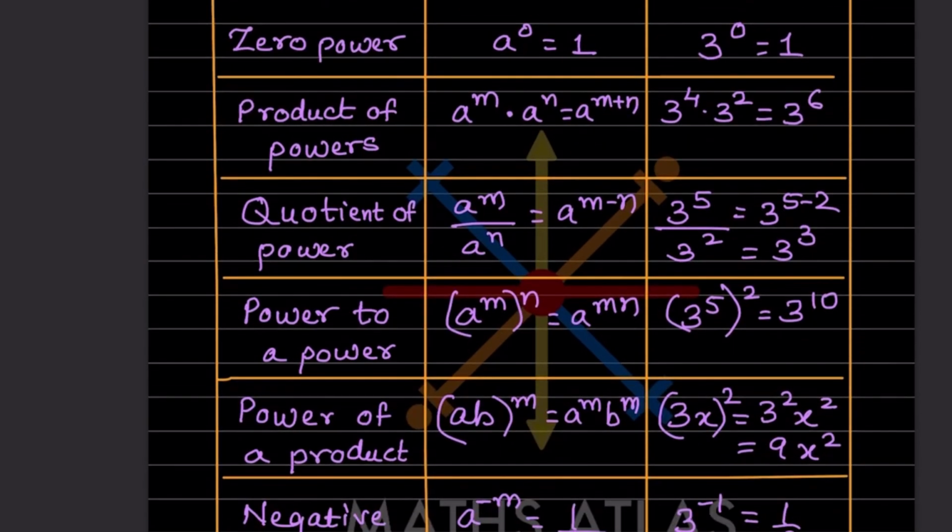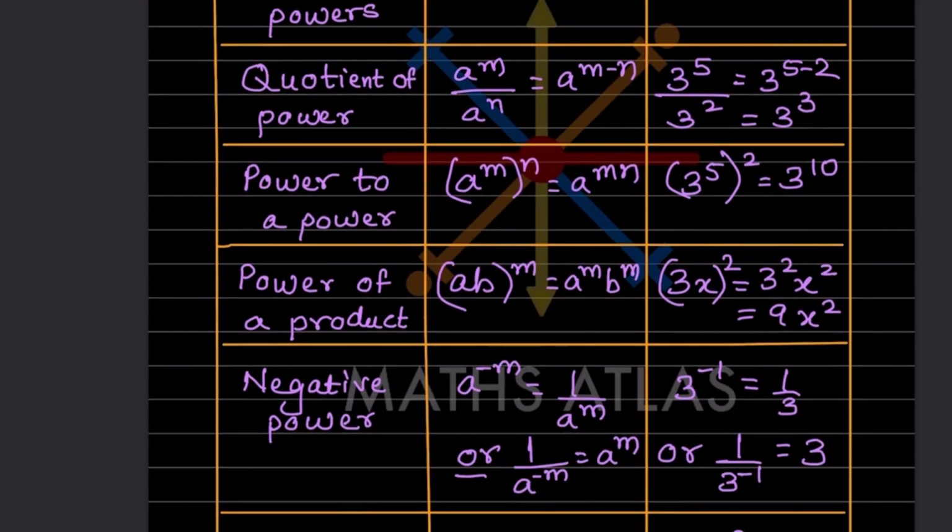Then power to a power. Power to a power means we have to put a bracket over here. So there will be a raised to m, all raised to n. You have to multiply the exponents. Now look at this example. You are going to multiply this, and that is going to be 3 raised to 10.